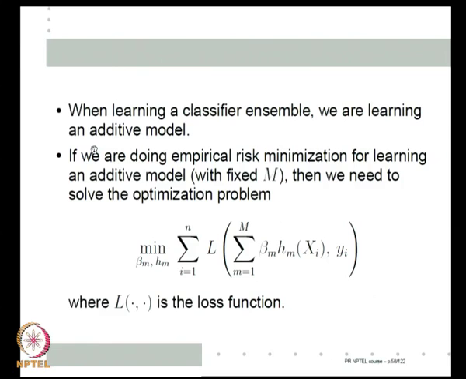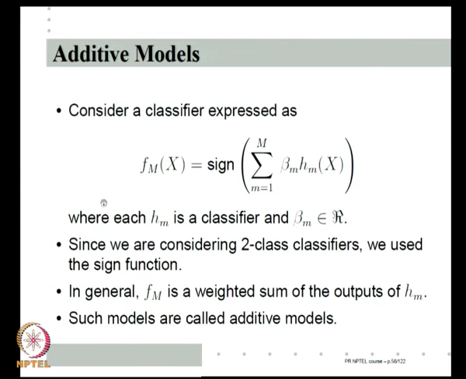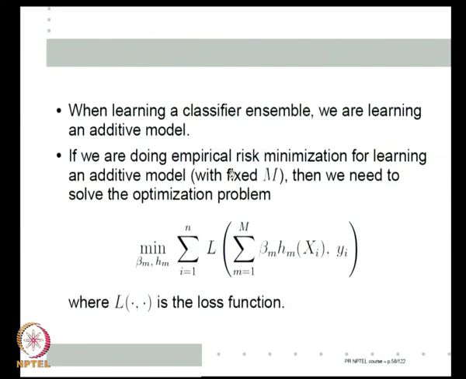So, let us say we want to learn an additive model, that means a model of this form. Let us assume M is fixed. Any specific member of this model class is specified by specific values for beta m and h m for m equals 1 to M. That is what I have to learn. Let us say we want to learn an additive model by doing empirical risk minimization. What is empirical risk? Summation i equals 1 to n of L of f M of x i comma y i. The 1 by n does not really matter in the empirical risk, so drop that 1 by n.